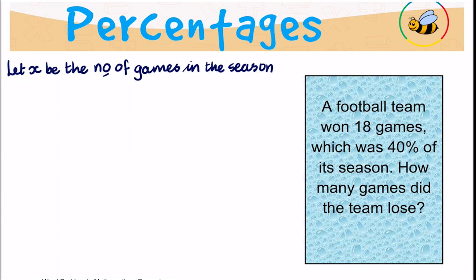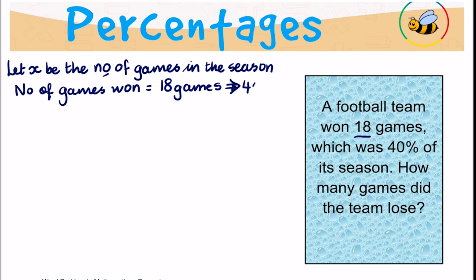And we are told that 40% of the games were won. The number of games won, we are told, is 18 games. And that these 18 games equates to 40% of the number of games. So here we have another simple classic equation. We have 40% of X being equal to 18 games.